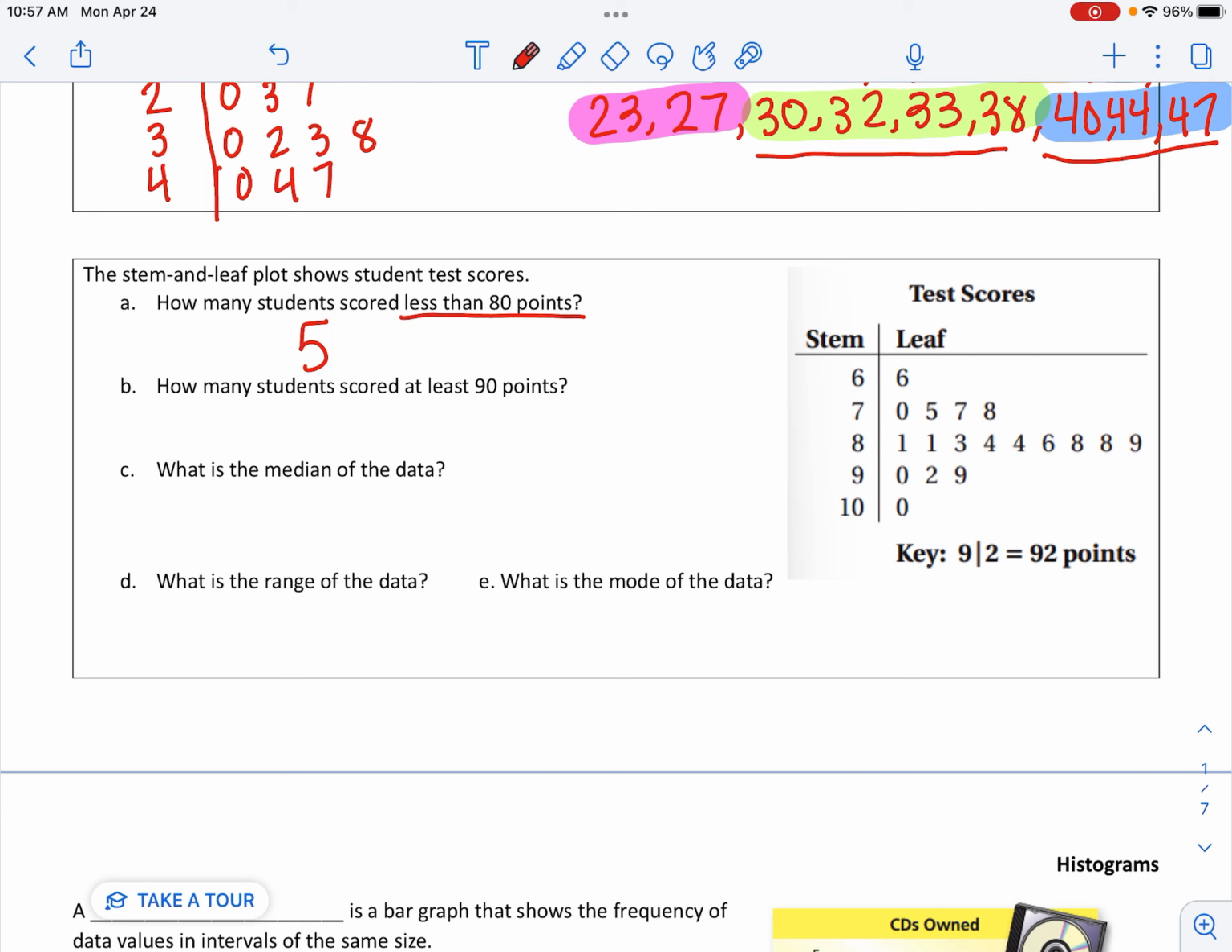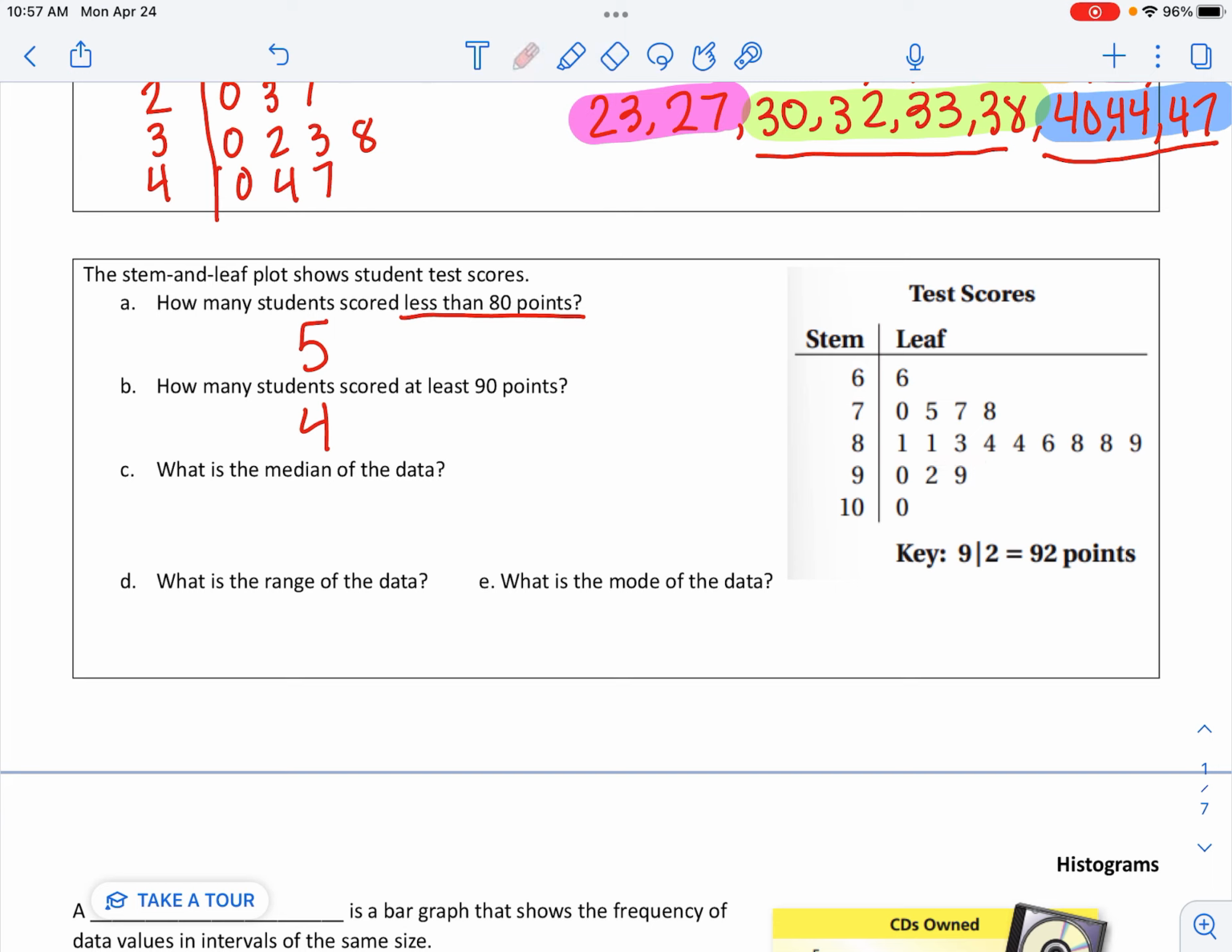Next question says, how many students scored at least 90 points? So if we're saying at least 90 points, we want every student that scored 90 points or more. So that would be these 4. So we'd write 4.